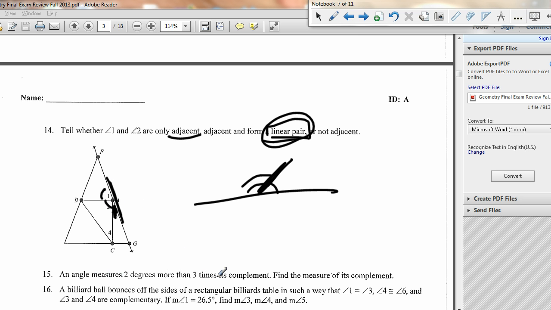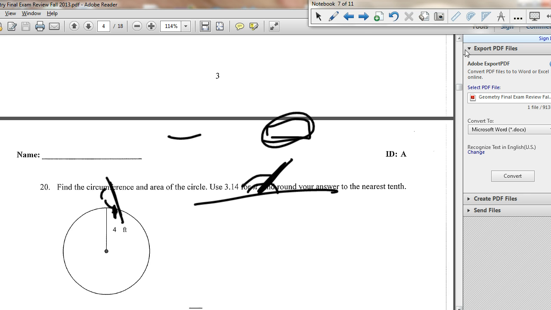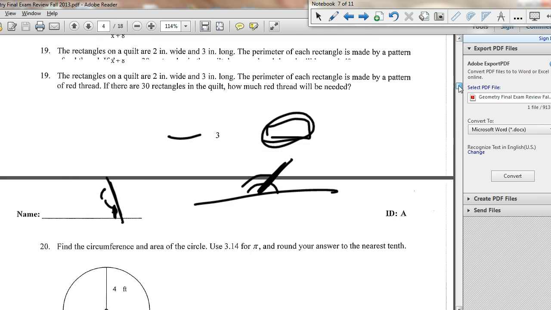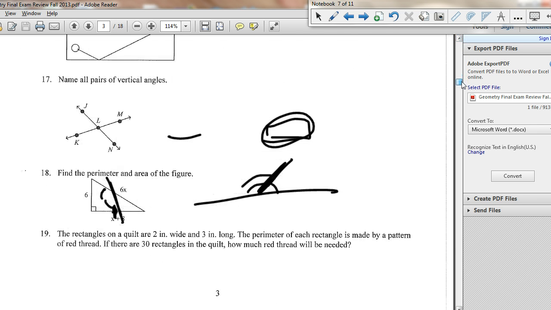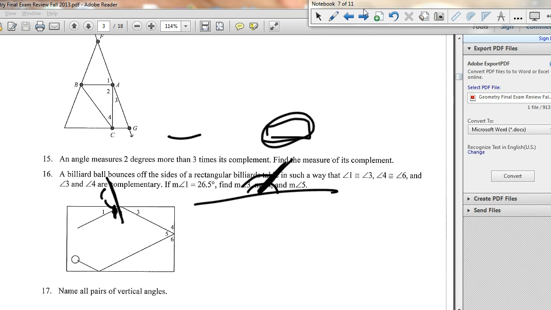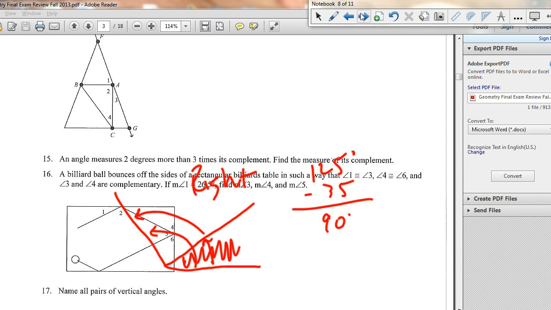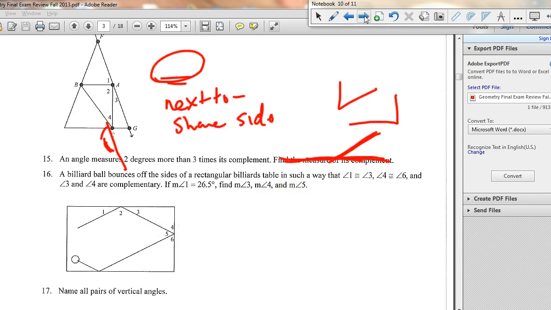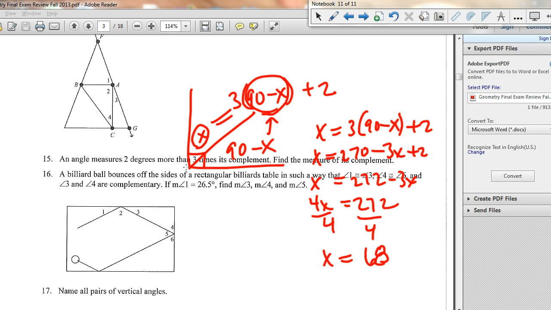Angle 2 must be 2 degrees more than 3 times its complement. This one I figure was going to be the one that causes a lot of issues. I've already pre-worked some of it out. If I can find my work. This is it. So it's 2 degrees more than 3 times its complement.